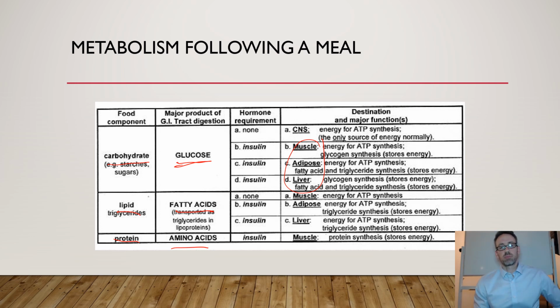And then the last one is protein, which is broken down into amino acids. The amino acids are taken up by skeletal muscle in the presence of insulin, and that promotes protein synthesis. Insulin also inhibits protein degradation, which makes sense to make sure that we have more of an anabolic effect.